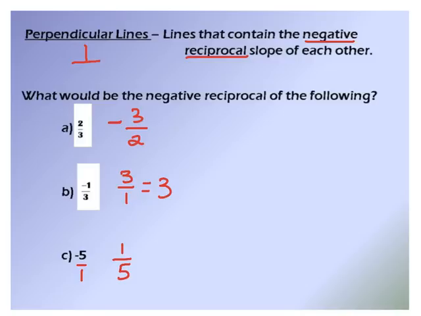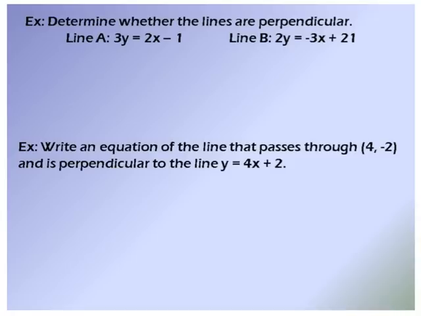Now let's put it to use. We want to determine whether the lines are perpendicular or not. To be able to do that, I have to know the slope of each line. So let's take a look at line A first. 3y equals 2x minus 1. To be able to find the slope, the easiest way is to go ahead and get it in slope-intercept form. So I'm going to divide both sides by 3.